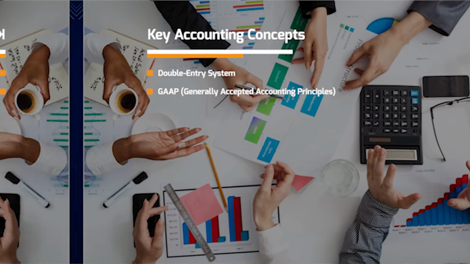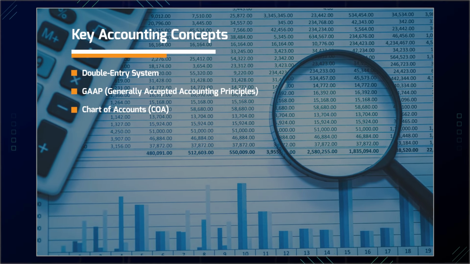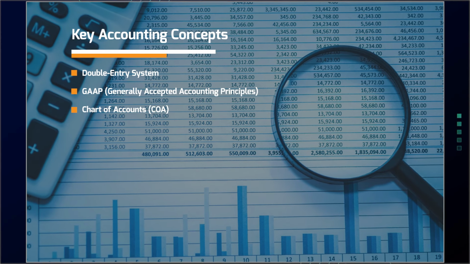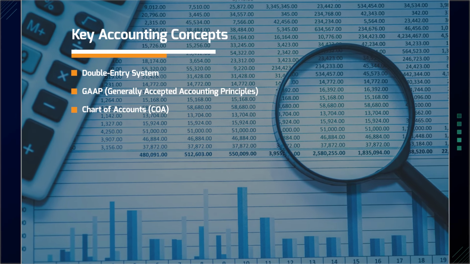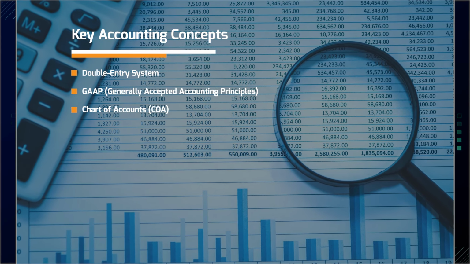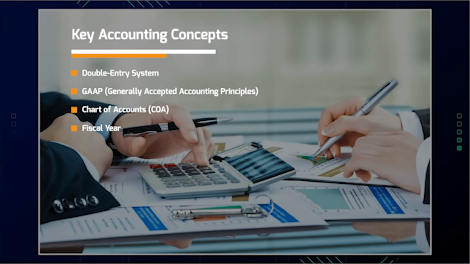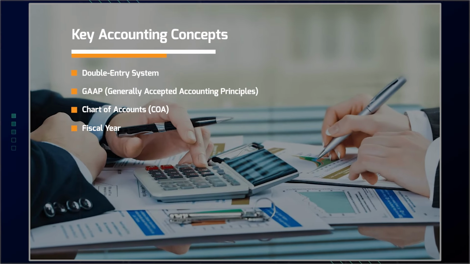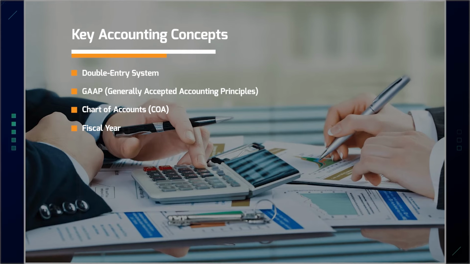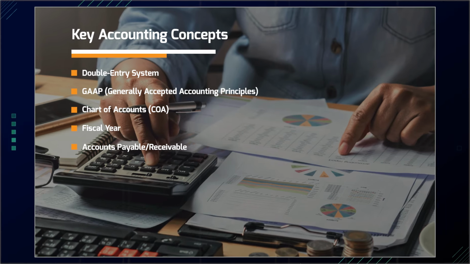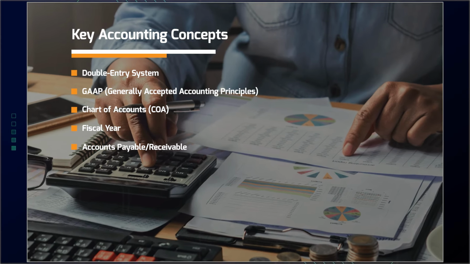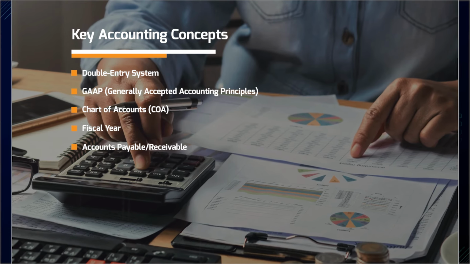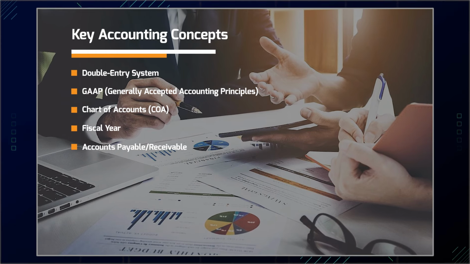We have the chart of accounts, the COA, which is a categorized list of accounts, assets, liabilities, equity, revenue, and expenses, used to organize transactions in the general ledger. We have the fiscal year, a 12-month reporting period, which may align with the calendar year or a custom time frame. Accounts payable and receivable: payable is money owed to suppliers and creditors, which is a liability. Receivable is money owed by customers, the asset.